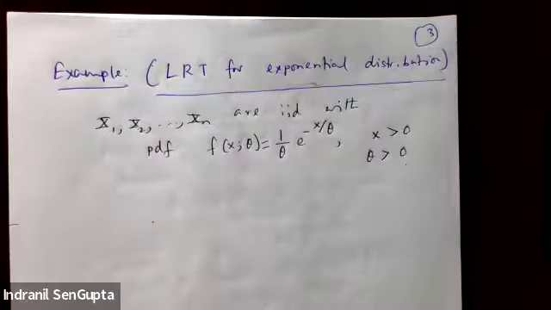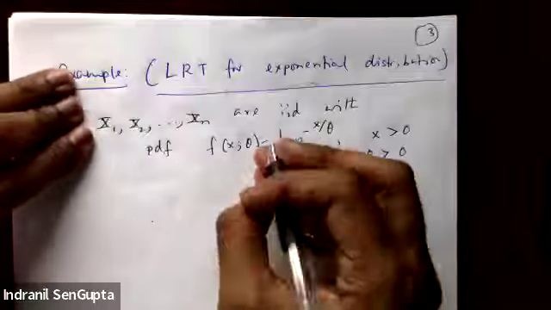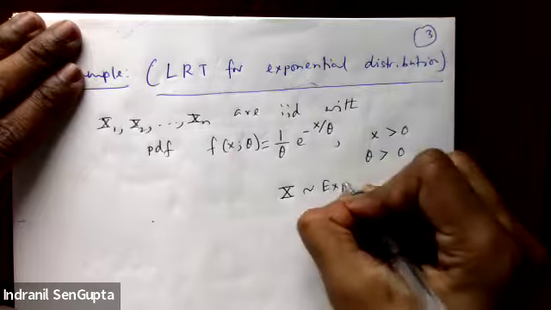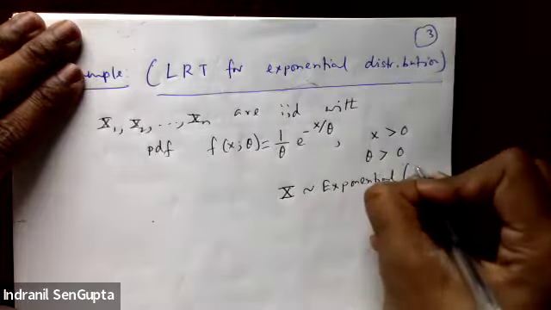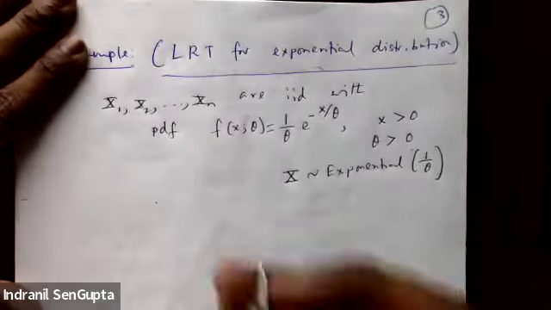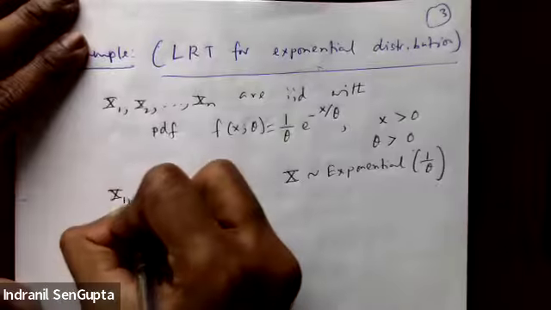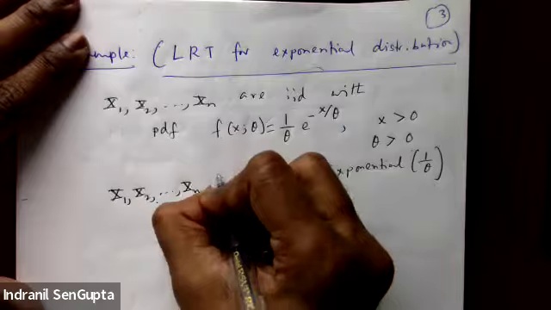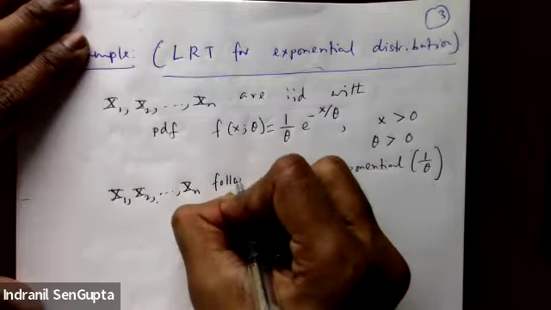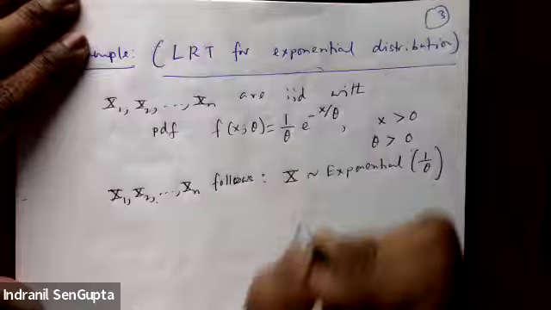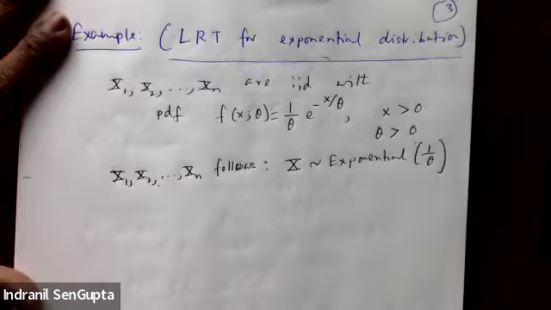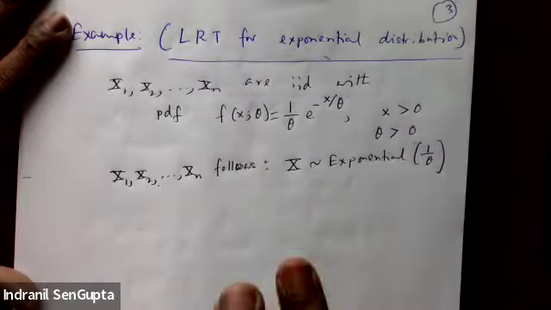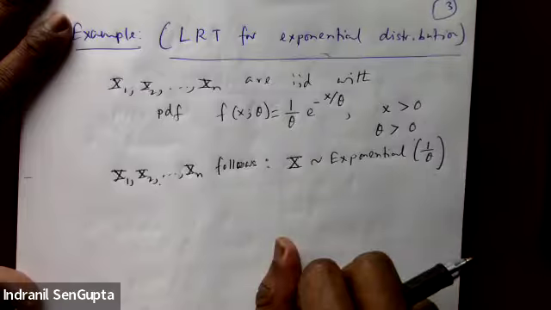Okay. So basically, in the more familiar language, X follows the exponential distribution with parameter 1 over theta. So x1, x2, ..., xn follow X, where X satisfies some exponential distribution. Okay, so that's pretty much the setup.